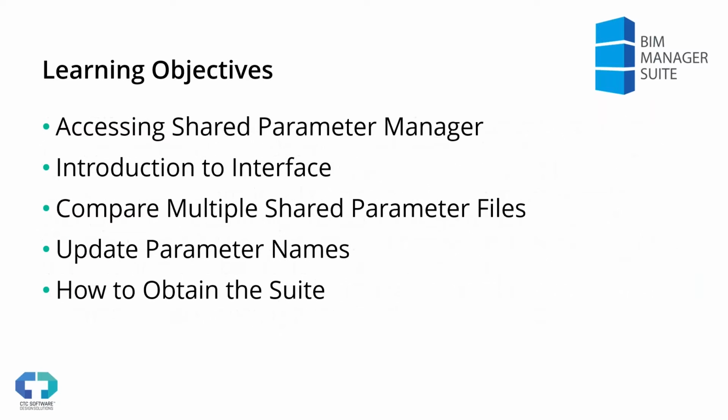So we're going to cover a couple of things here. We're going to talk about how to access your Shared Parameter Manager once it's installed. We're going to take a look at the interface of Shared Parameter Manager and some of the controls it's got. We're going to actually compare side by side more than one shared parameter file. You need more than one at least to do a comparison, I would suspect, right? So that's what we're going to do. We're going to take a look at parameter naming and how you can update some of that, and we'll take a look at some properties and some of the other functions. And at the very end, in case you don't already have it, I'm going to show you how you can get access to the suite.